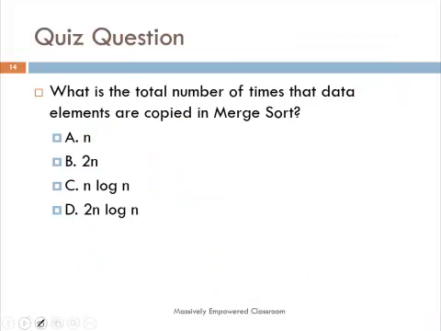So let's see a question here. What is the total number of times that data elements are copied in merge sort? So you are applying merge sort to an array of size n. Given the merge sort and merge algorithms that we have studied in this lesson, how many times do we copy the elements of the array? Is it n, 2n, n log n, or 2n log n?